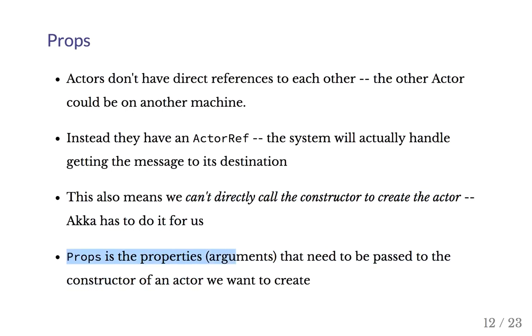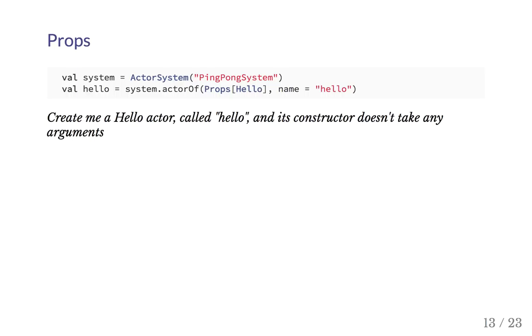And props says what sort of actor we want to create, and also has the arguments that need to be passed to the constructor of an actor that we want to create. And so in this line here, and this is the Scala version, looks very, very similar, except I haven't had to declare what the types are and I haven't had to put semicolons at the end. This says, create me a hello actor. And in this case, it doesn't take any arguments.